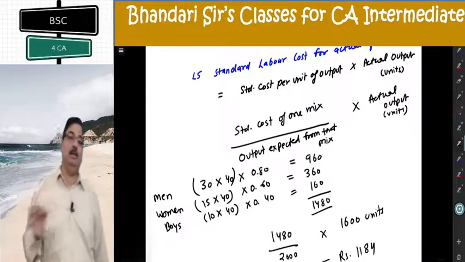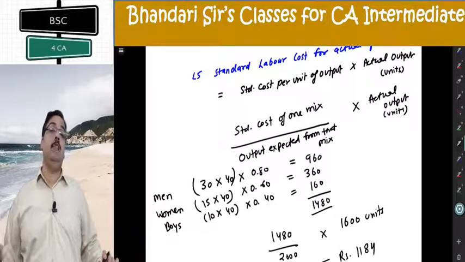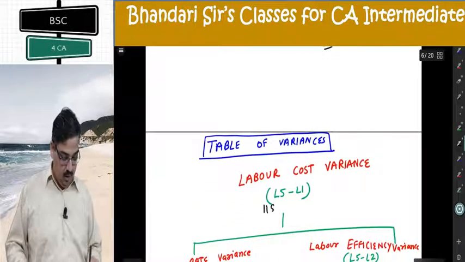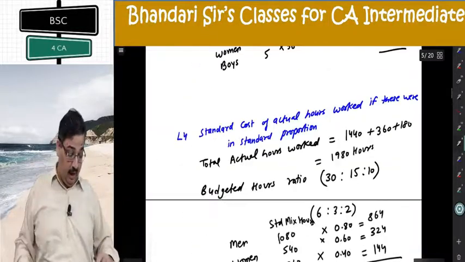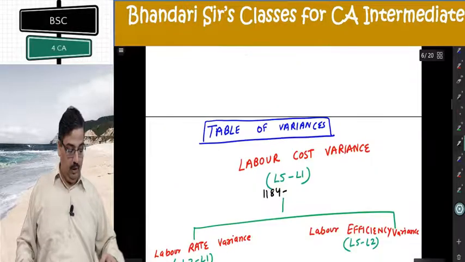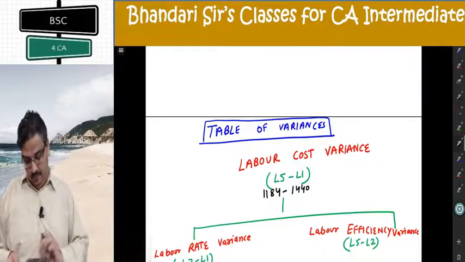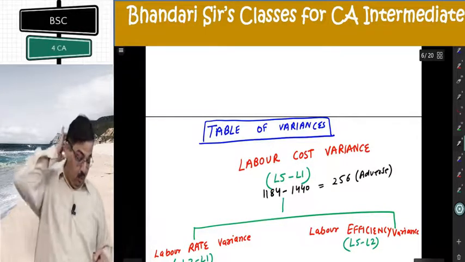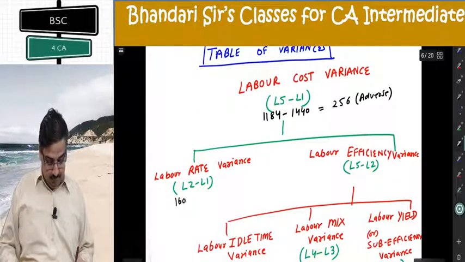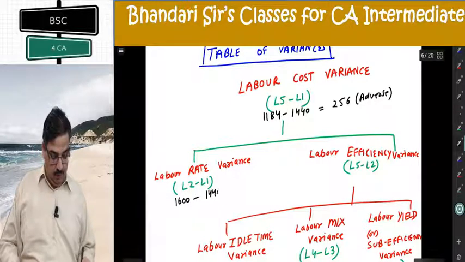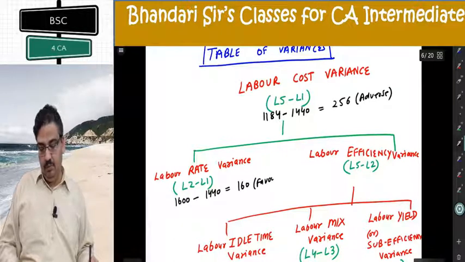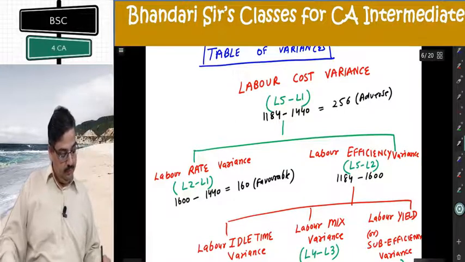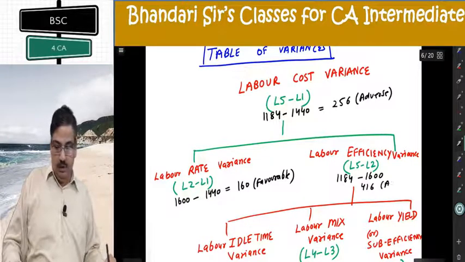It is not difficult. You have to apply the steps carefully. In this question, all the five steps are distinctively applicable. You should know the intricacies of every step in this question. So, I put in the table 1184 minus, I think we had 1440 L1. Yes, 1440. 256 adverse. Then L2 minus L1. L2 was 1600 minus 1440, 160 favorable. L5 minus L2, 1184 minus 1600, 416 adverse.